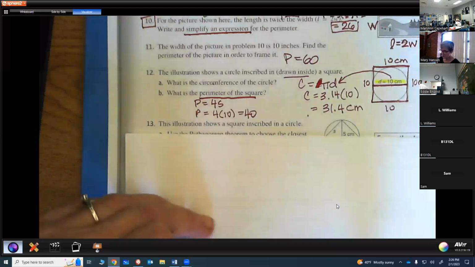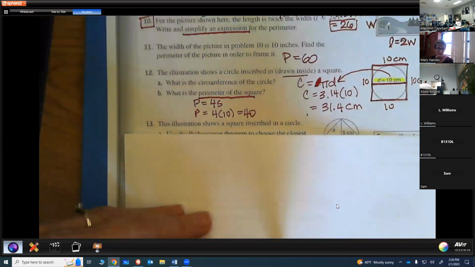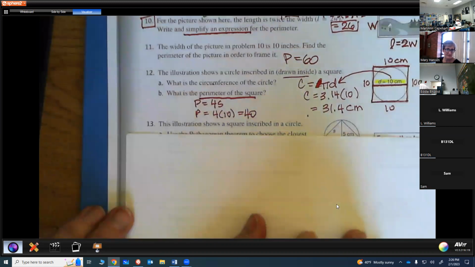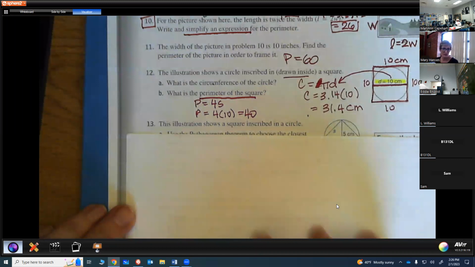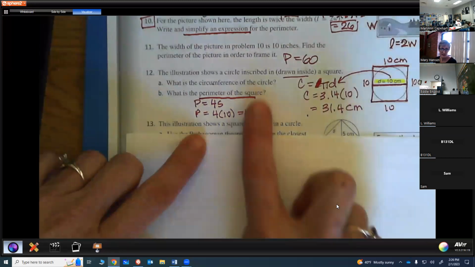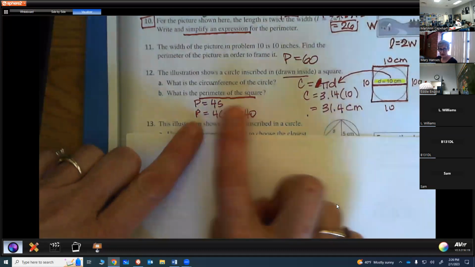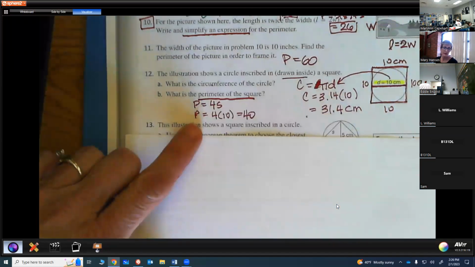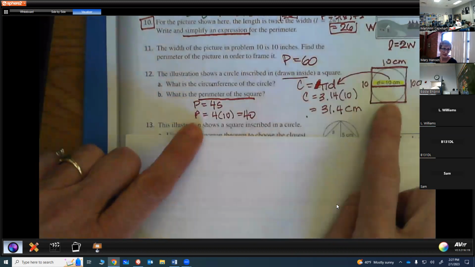So you were correct with your 40, you were just on the wrong problem. Yeah, correct. No, you're right. Glad we solved the mystery. All right, any questions about this problem? This one is kind of the straightforward problem. You're finding the perimeter and finding the circumference, but using information from the drawing.